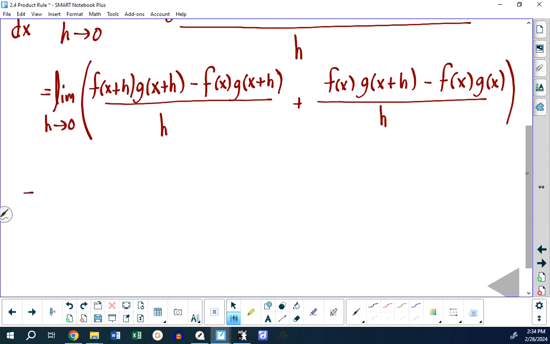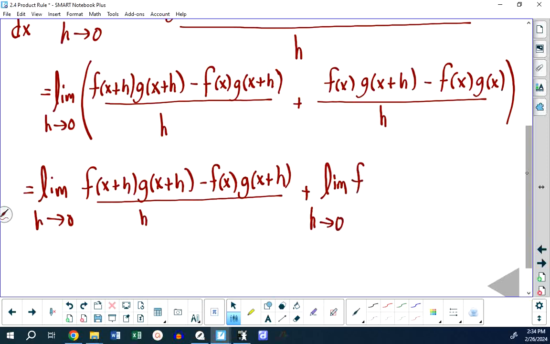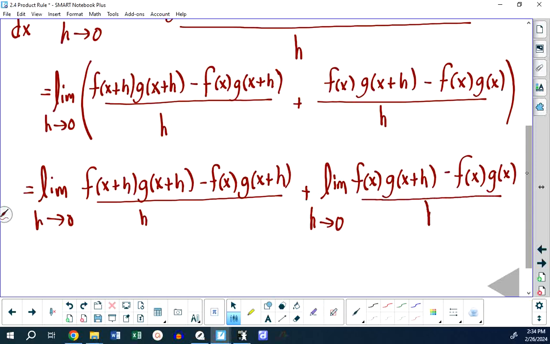So this becomes the limit as h approaches 0 of f of x plus h, g of x plus h, minus f of x, g of x plus h, over h, plus the limit as h approaches 0 of f of x, g of x plus h, minus f of x, g of x, over h. Okay? I know as a student of math, you expect to be taught the series of steps you do to do the math. But we're getting into an area right now where if you had to prove something, it isn't entirely obvious what you're doing or why you're doing it. So we're standing on the shoulders of people before us who have figured this stuff out.